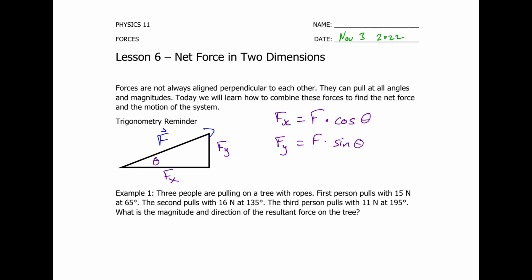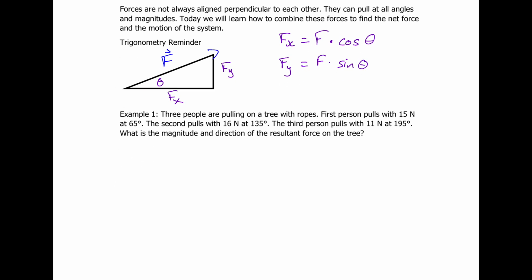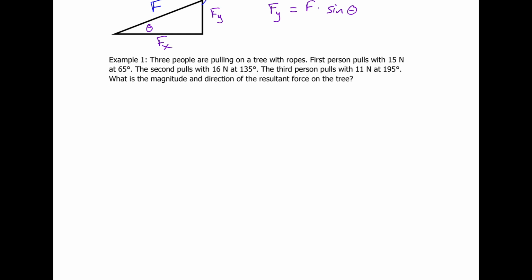All right, let's see how good you are at components. So my first example is just a reminder of how we do components and adding up all the vectors. Basically I got 3 people pulling on a tree with ropes: 15 newtons at 65 degrees, 16 newtons at 135 degrees, and 11 at 195 degrees. Where is this tree going to fall?